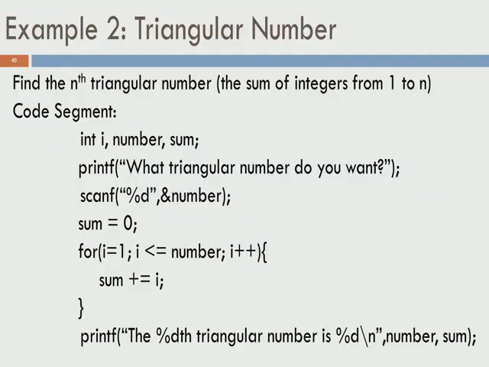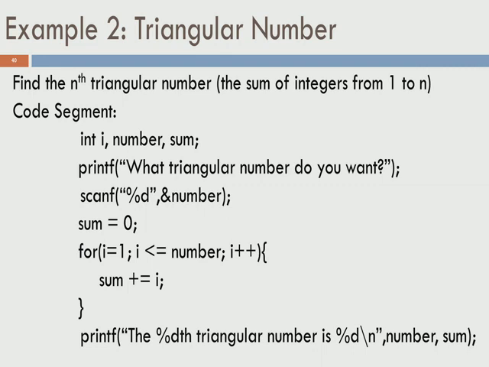Find the nth triangular number. A triangular number is defined as the sum of integers from 1 to n. I am showing a small segment of code here. Let us say i, as before, is the iterator, number is the nth triangular number that the user is asking for, and sum is the result that we want to give to the user. We start by prompting the user for the triangular number they want, and we scan it from the user. We will start with sum equal to 0.